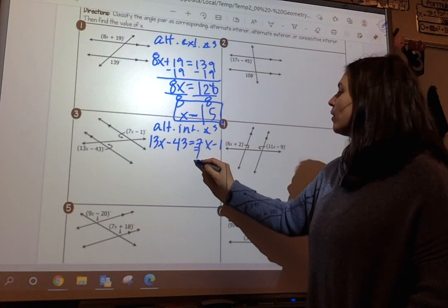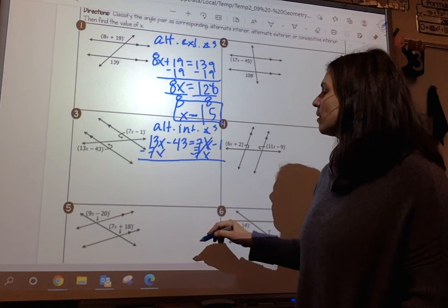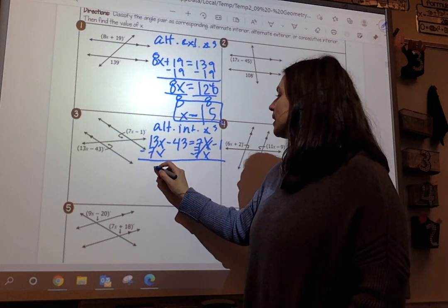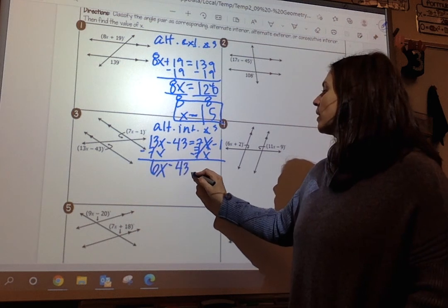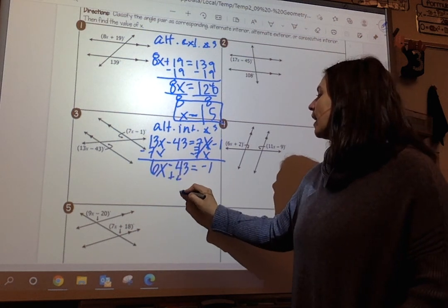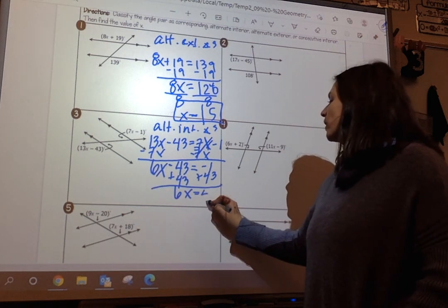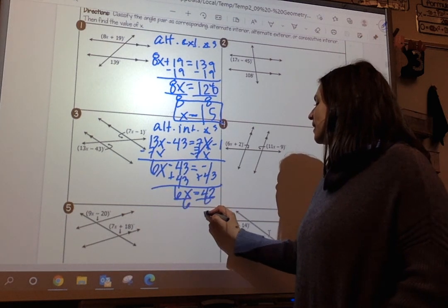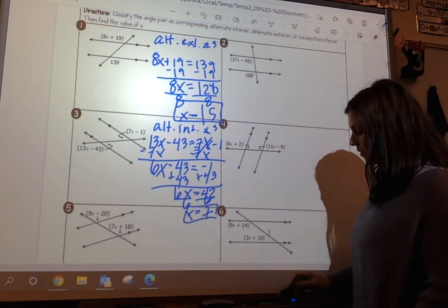So I get my variable terms on one side. So I subtract 7x on both sides. And I get 6x minus 43 equals negative 1. And then add 43 on both sides. 6x equals 42. And then, of course, you divide by 6, and x equals 7. Okay, so x would equal 7 there.